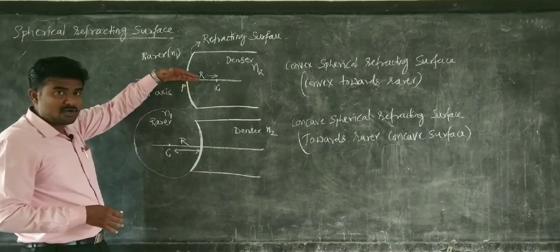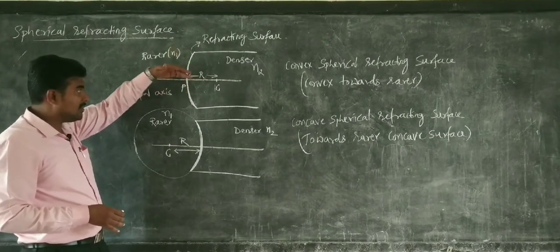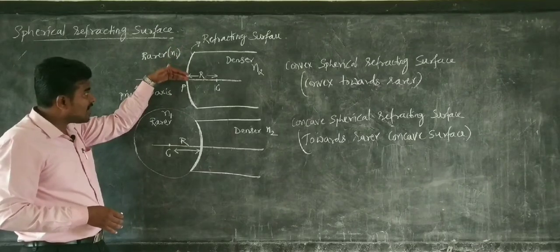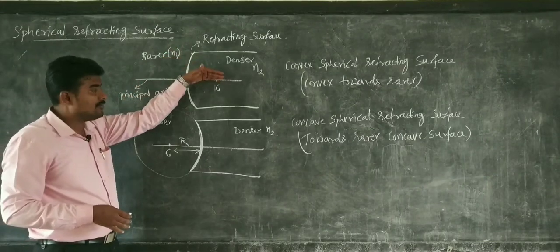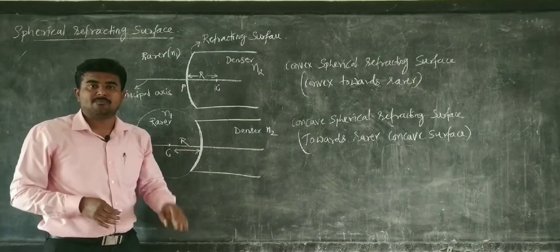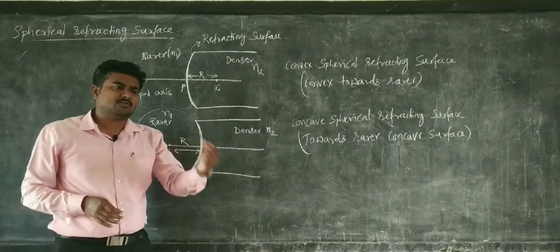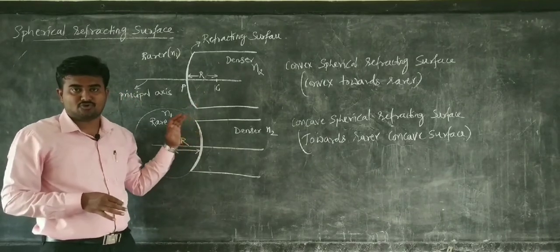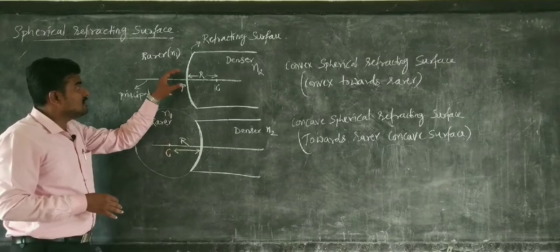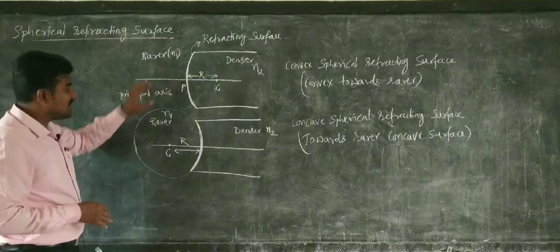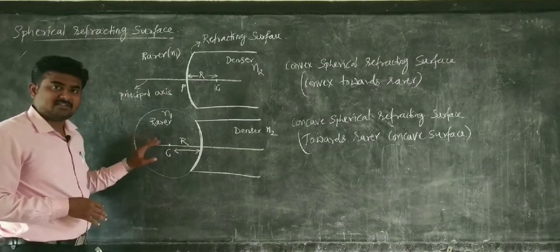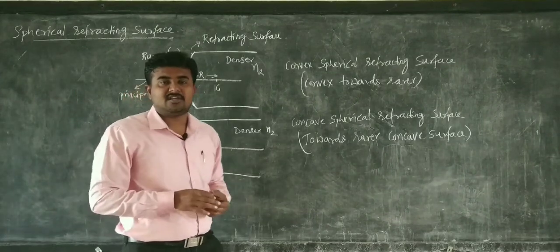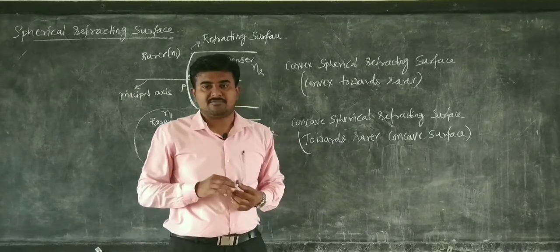Heights, or transverse heights, meaning perpendicular to the principal axis: if above, it is taken as positive. If below, it is taken as negative. All the sign conventions we used while discussing mirrors are used here also. So this is a convex spherical refracting surface and this is a concave spherical refracting surface. Understood? So let us start with the derivation, that is refraction through a spherical surface.